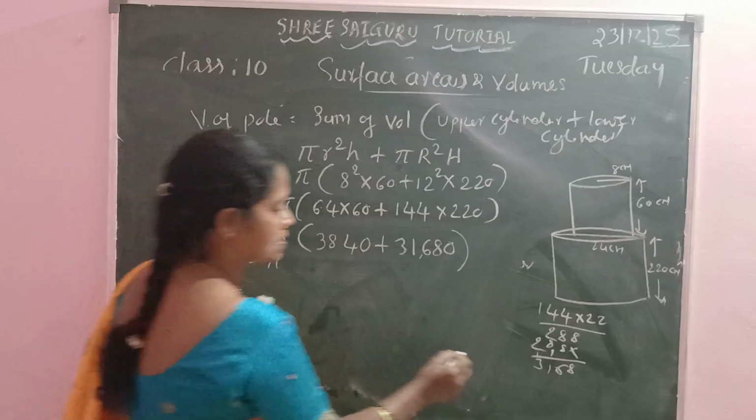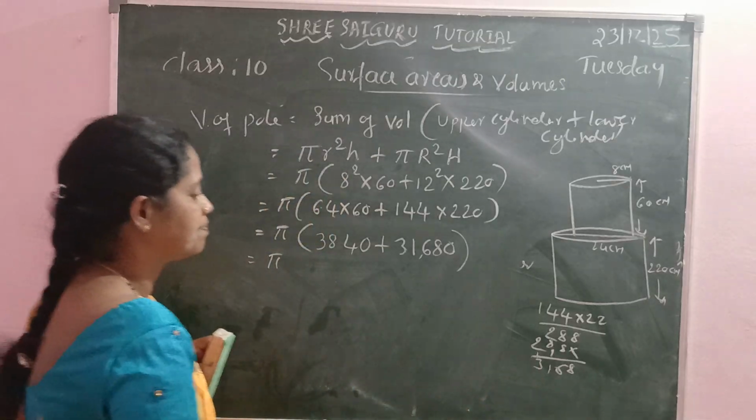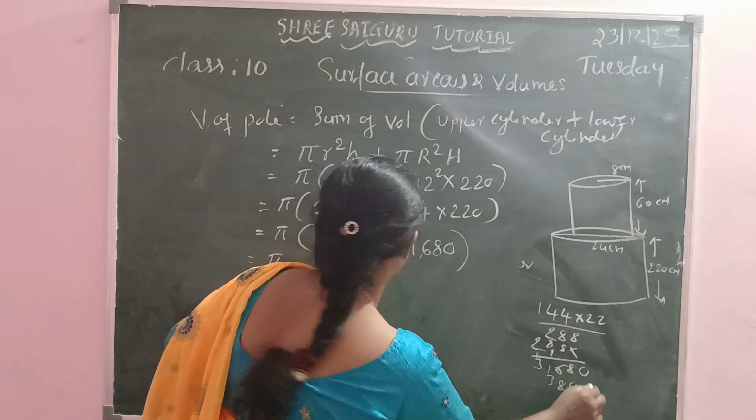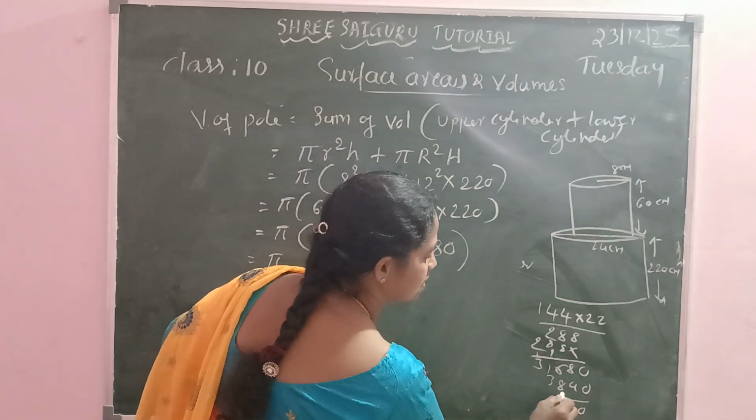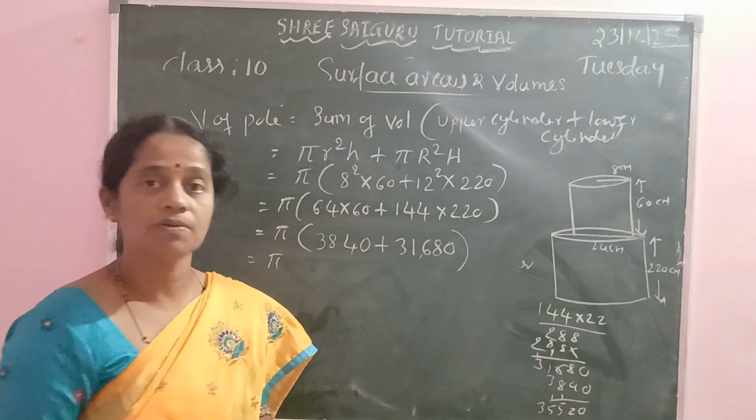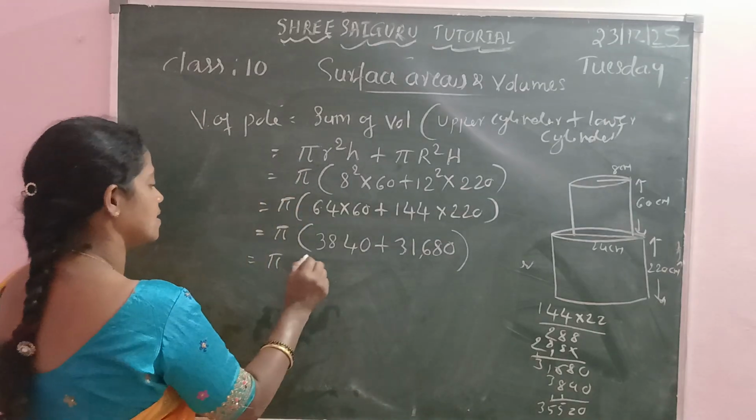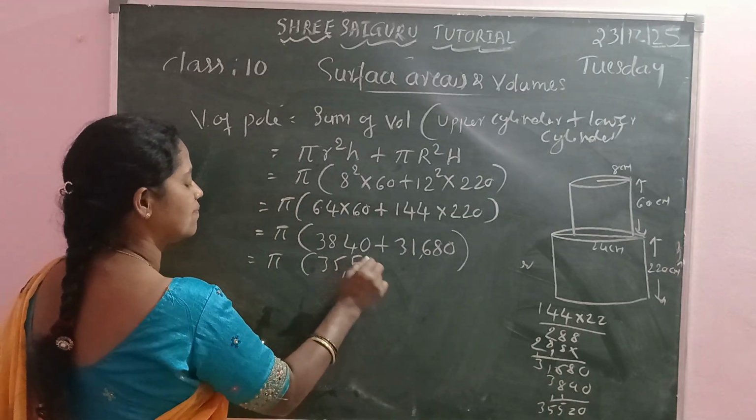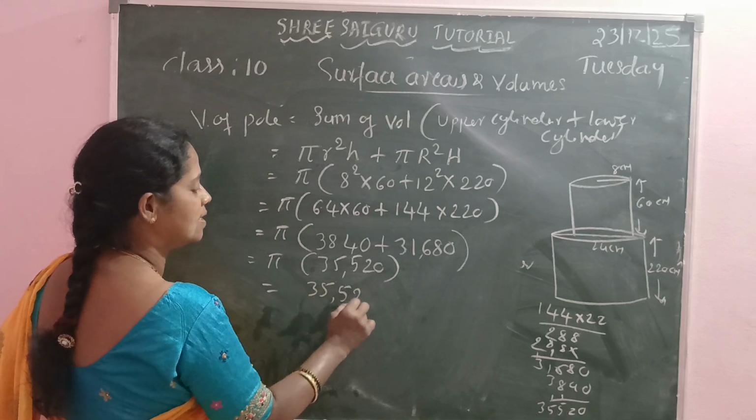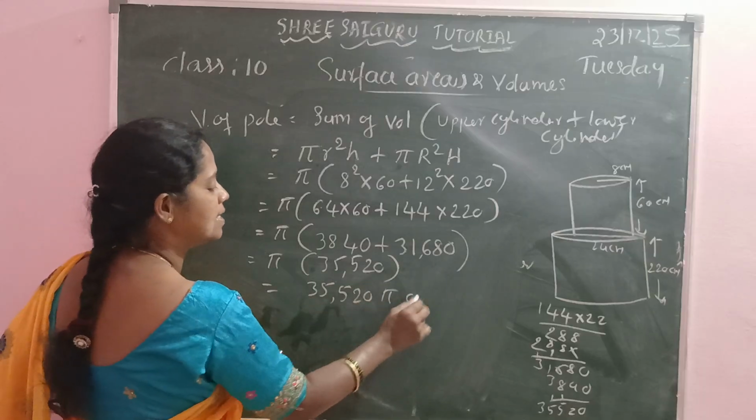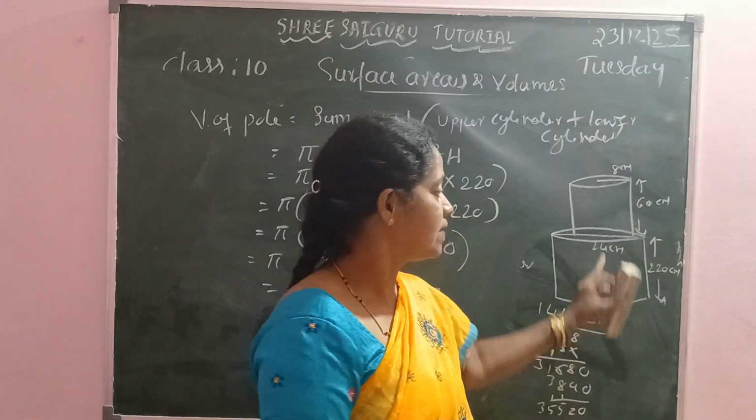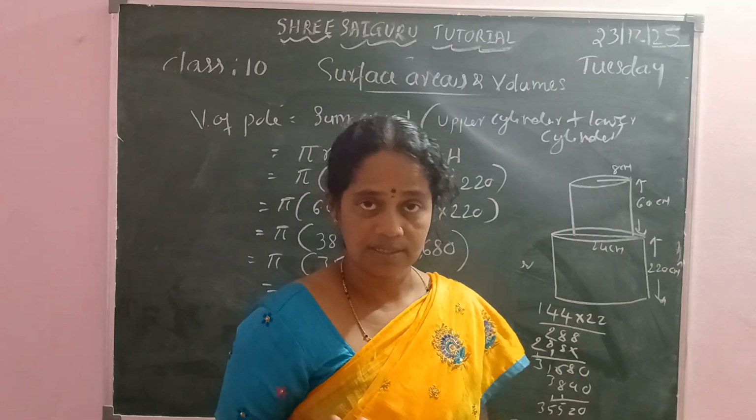Then 3840 plus 31,680, adding here, gives 35,520. So 35,520 pi centimeter cube is the volume of this pole. We just calculated the volume of the pole, correct?